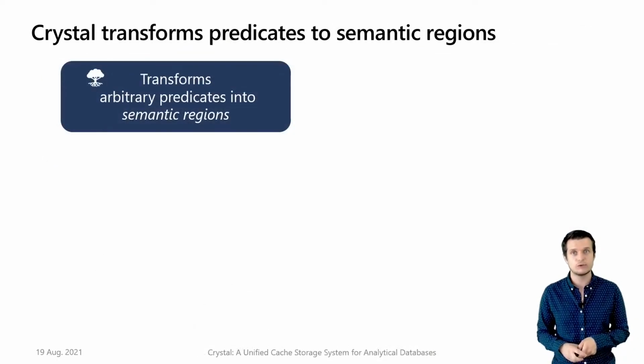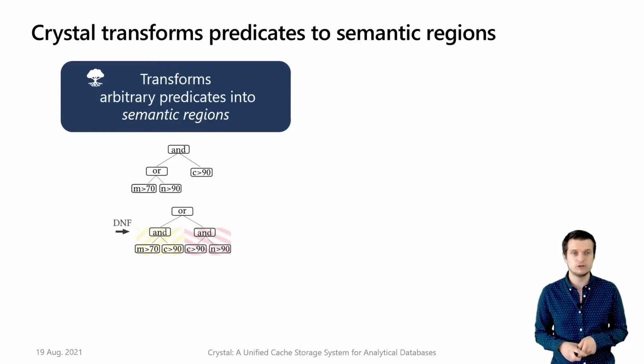So let's have a look at how Crystal transforms predicates to semantic regions. First we receive the predicate tree from the database management system. On the leaf levels, we can see the column predicates, which are combined with ANDs and ORs. However, arbitrarily combined ANDs and ORs are hard to argue about. That's why we transform it into DNF.